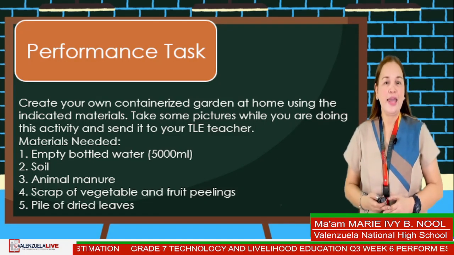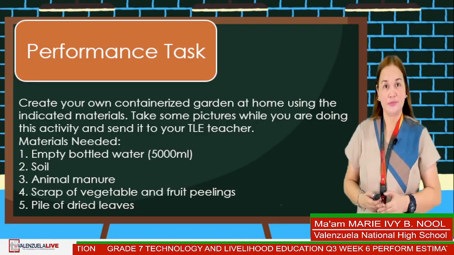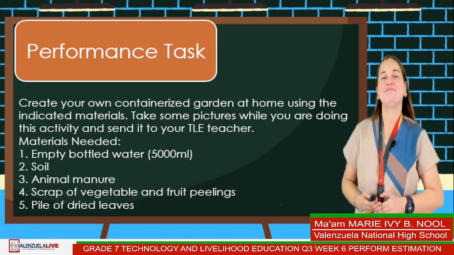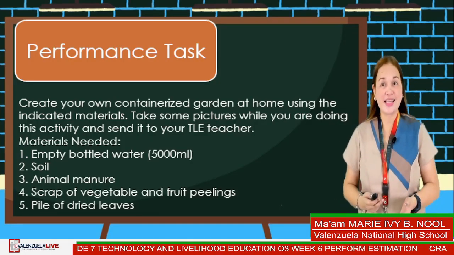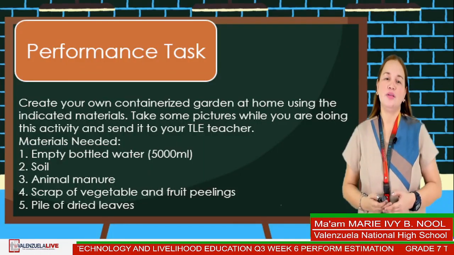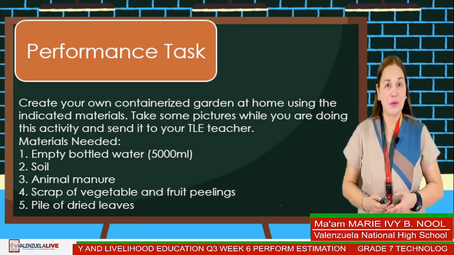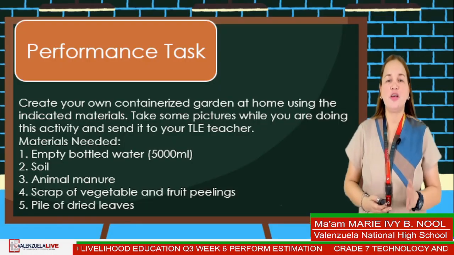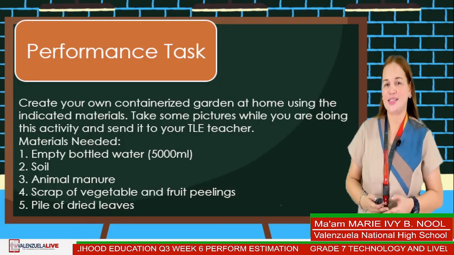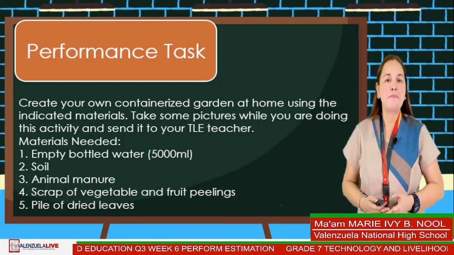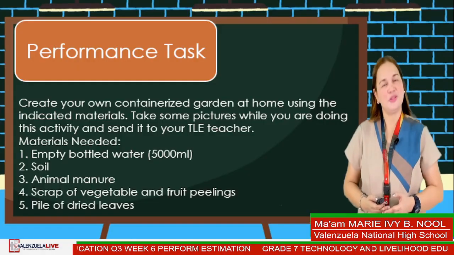Number 1, empty bottled water, 1 liter. Another is soil. Number 3, animal manure. Number 4, scrap of vegetable and fruit peelings. And number 5, pile of dried leaves.